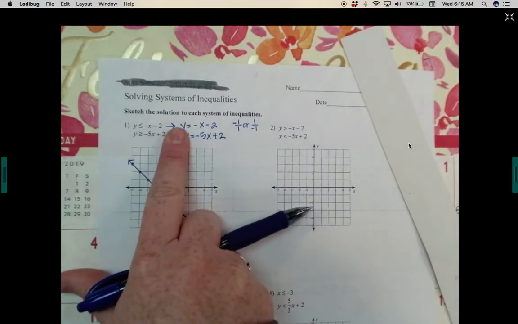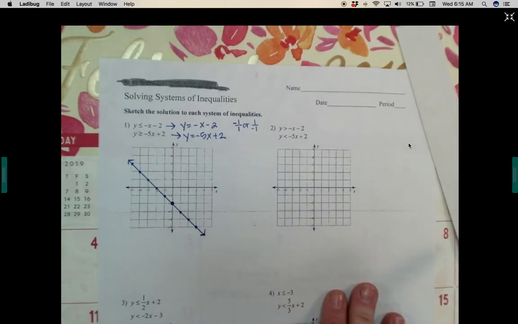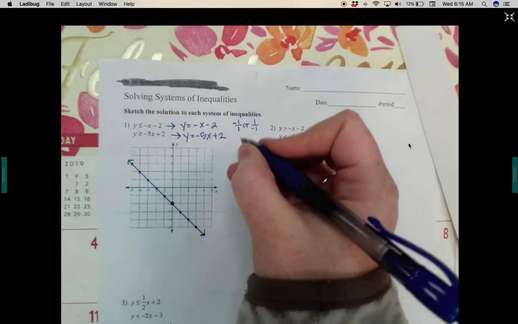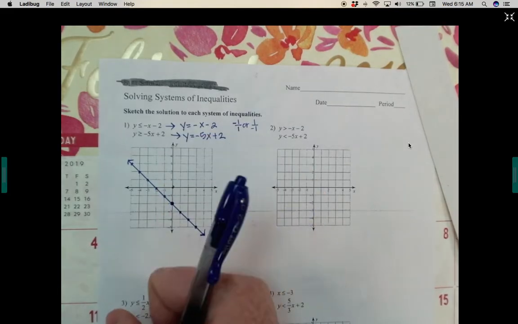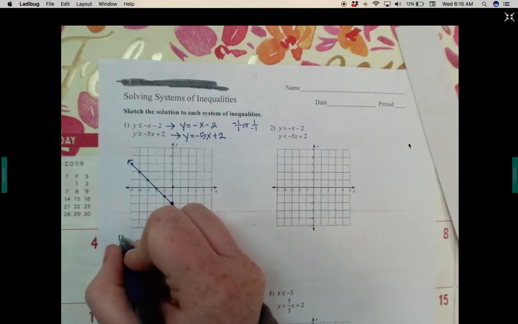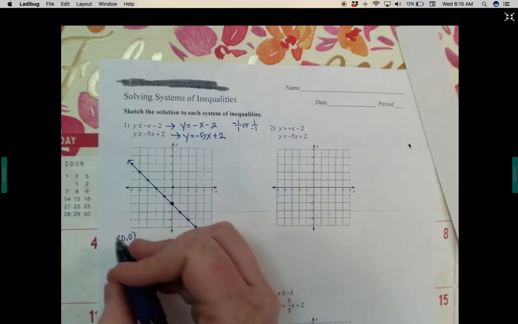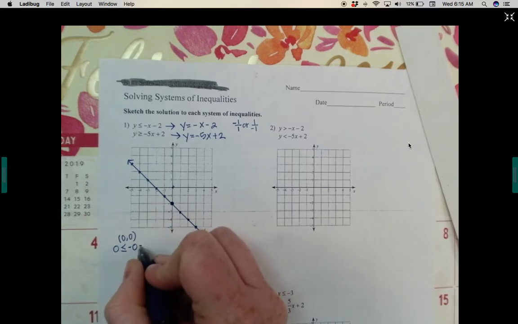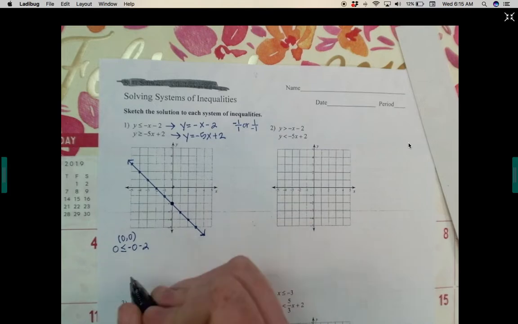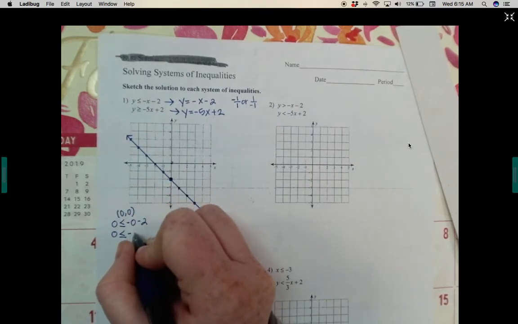I'm going to test a point. You might want to do scratch work on another paper, but I would say there's room down here, honestly. So I'm going to test 0, 0 because 0, 0 is right there. If I plug 0, 0 into my first, I'm just focusing on the first one right now, I have 0 is less than or equal to negative 0 minus 2. There's no such thing as a negative 0. So really it's just 0 is less than or equal to negative 2.